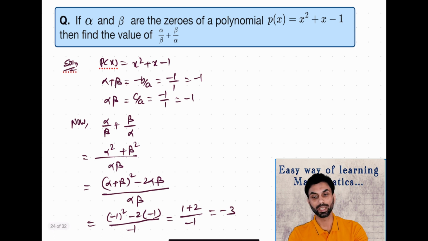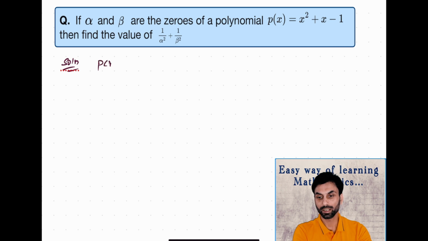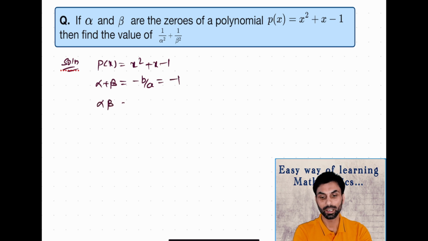Let's see some more questions of this type. Here the question is: if alpha and beta are the zeros of a polynomial p of x equals x square plus x minus 1, then find the value of 1 upon alpha square plus 1 upon beta square. To solve it, we'll take p of x equals x square plus x minus 1, and here alpha plus beta will be equal to minus b upon a, which is minus 1, and alpha into beta is c upon a, which also is minus 1, on substituting the coefficients.